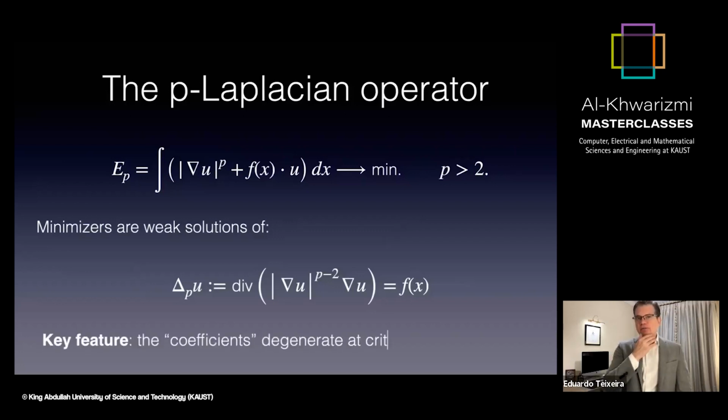So the key feature of this is a nonlinear operator, and the key feature of this system is that the coefficients, the gradient of u to the power p minus 2, where I'm thinking of p greater than 2, degenerate at critical points. So there is a clear diffusion ceasing at critical points.